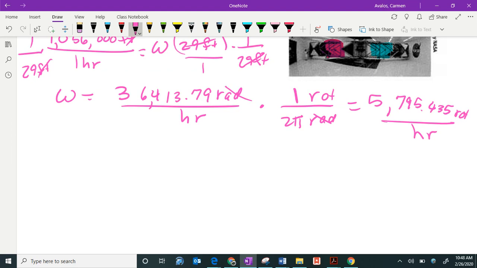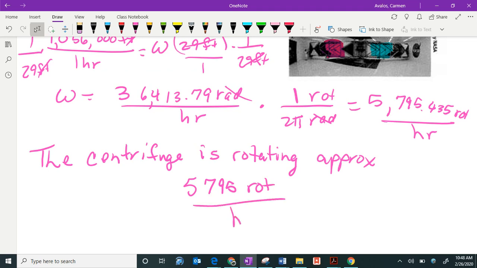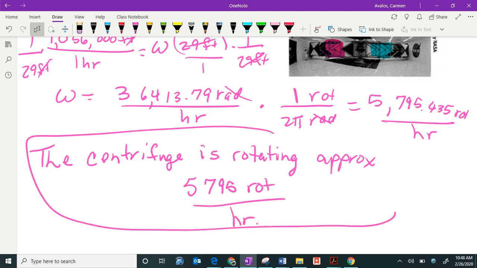So it's rotating around almost 6,000 times. It's going around and around. So the answer here is the centrifuge is rotating approximately 5,795 rotations per hour. And there you go. So make sure you review these.